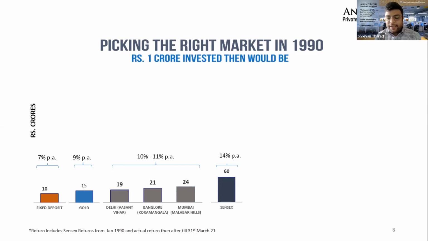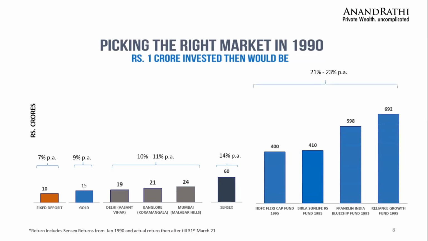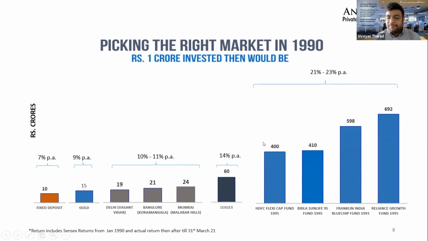To drive this point forward, just assume we've picked up 4 mutual funds from 1990, which were in operation then. The charts which will come up right now, you'll be extremely surprised to see the kind of returns they've been able to create in the last 30 years. And here this goes, right? So HDFC FlexiCap has been in operation for the last 30 years. Your 1 crore would have become 400 crores.